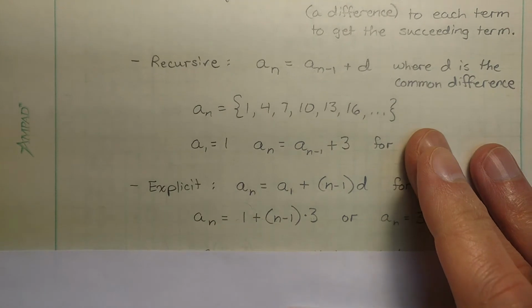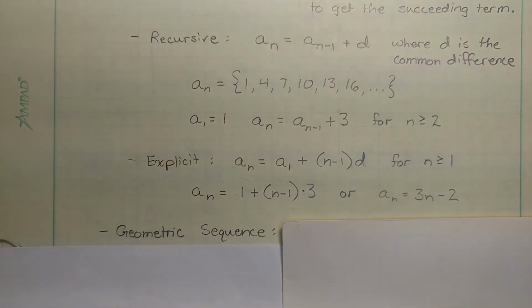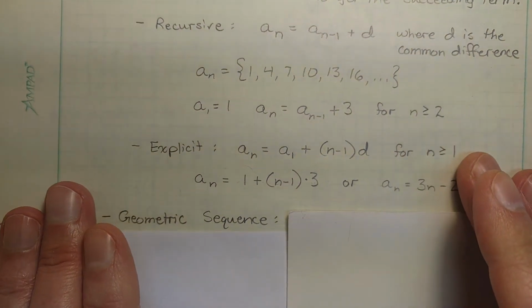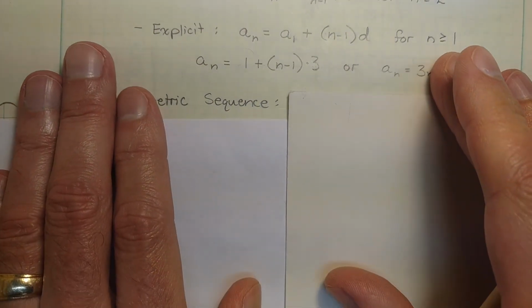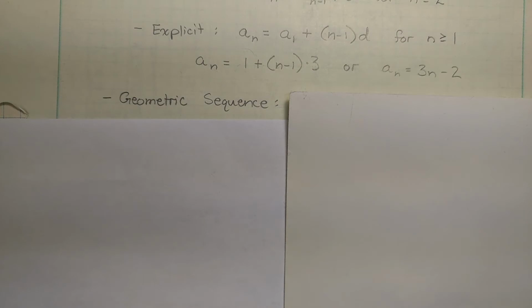So that's explicit. Now let's talk about the geometric sequence, the other type. We said we're going to talk about arithmetic and geometric, and now we're going to look at geometric. And remember, if I'm going a little fast for you, just pause the video and finish writing down what you need to write down. And if you need to hear something again, simply go back and re-listen to it.